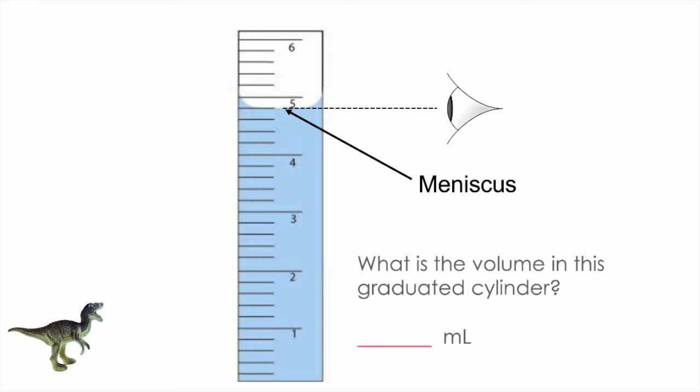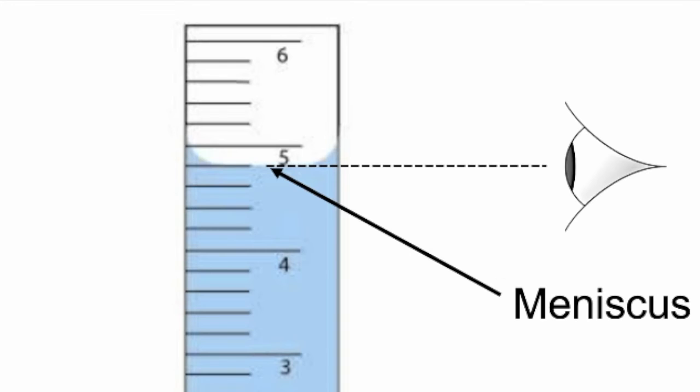Then record the volume. What is the volume in this graduated cylinder? Pause the video and see if you can figure that out. We see that the markings on this cylinder are in increments of 0.2. If we take a look at the marking where the 4 is, the line above that is 4.2, then the one above that is 4.4, then we have 4.6 and 4.8. So this is going to be 4.8 milliliters.